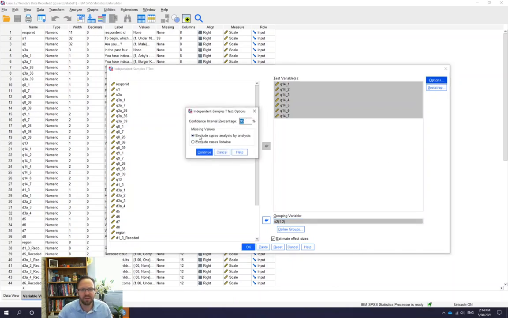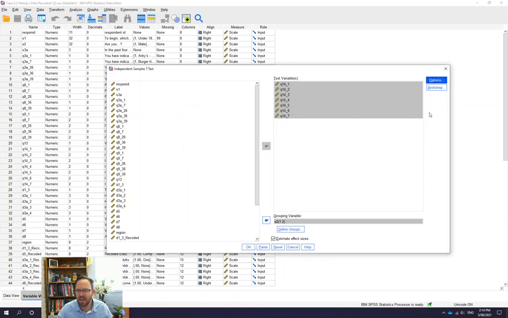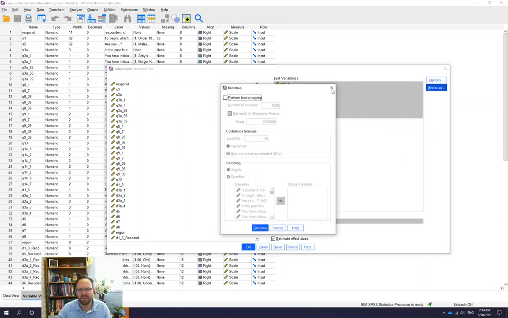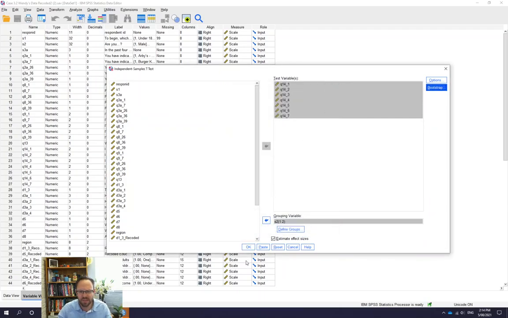If we want to exclude cases, analysis by analysis, that's case-wise, and list-wise. That's case-wise deletion, and that's list-wise deletion, right? It defaults to case-wise. We've talked about this in the lectures before, so just leave it to the default, which is pretty easy. The bootstrap we don't use. That's if we're trying to do a lot more complex analysis. So we're just going to go OK.